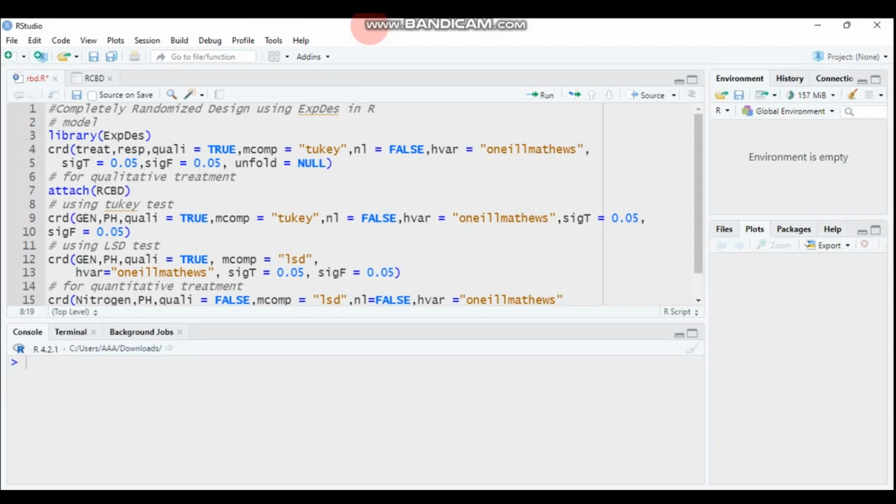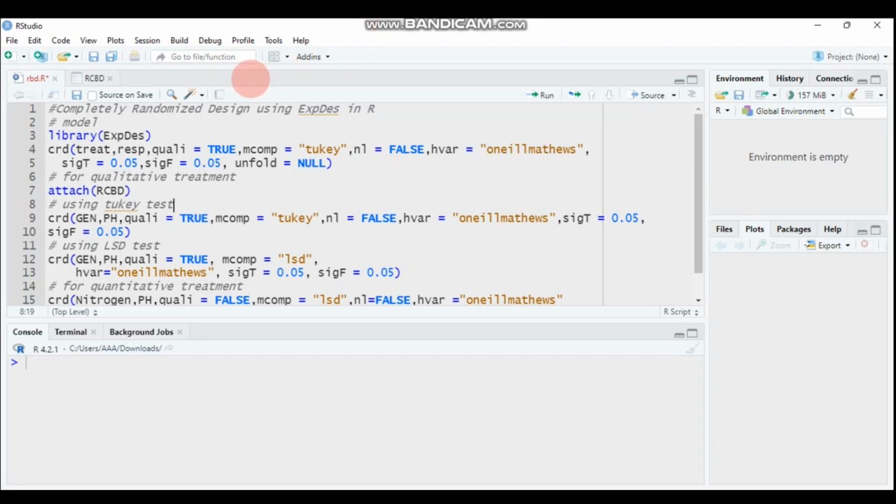Today we'll discuss a completely randomized design using the ExpDes package in our software. In the previous tutorial, if you remember, we discussed the randomized complete block design using the same package. So today we'll continue with CRD.